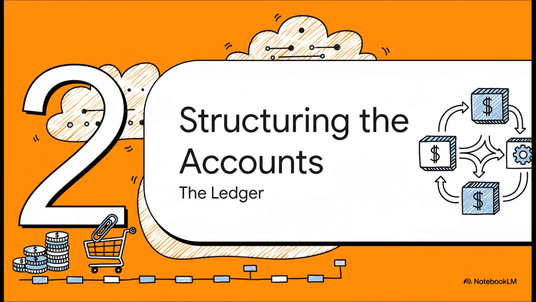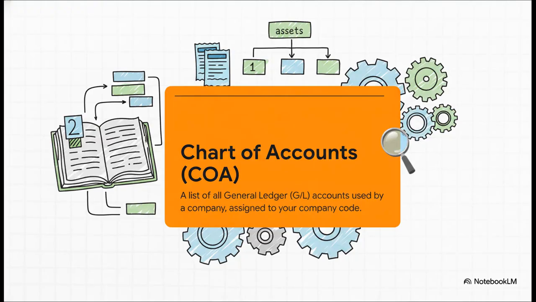This brings us to the first real pillar of our design, the accounts themselves. I mean, think about it. We need a system to classify every single financial event imaginable, right? From buying a box of paper clips all the way up to acquiring a multi-million-dollar building. So how do you possibly organize all of that? Well, the answer is the chart of accounts, or COA for short.